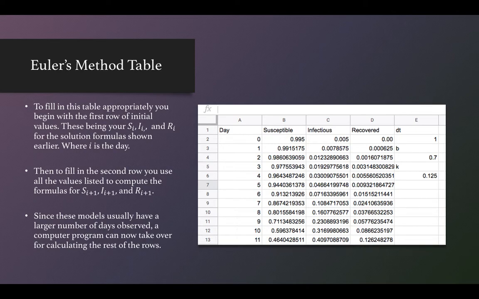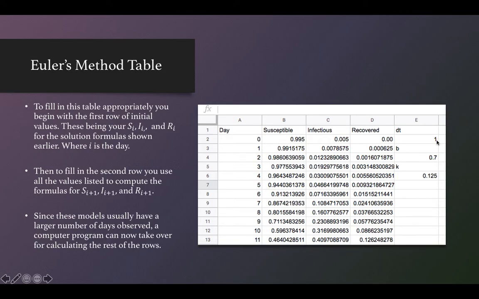These are the S sub i, the I sub i, and the R sub i for the solution formulas that were shown earlier, where i is the day. So we're going to start with day 0 here. And then again, we were given that on day 0, our infected portion of the population was 0.005. And then we don't have anyone recovered yet, so we've got a 0 here. And then for this, it was the 1 minus the percentage of the population that was infected. So we've got 0.995.